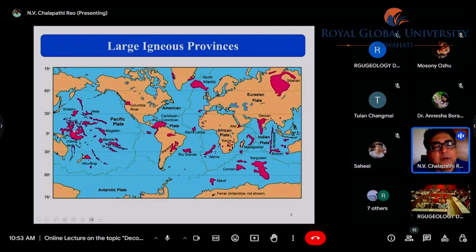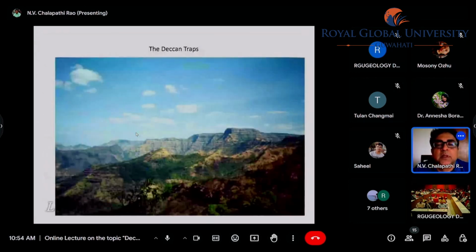Or they are also present in the oceans. You look at the Pacific plate, you find plenty of such patches. And you come back to our Indian Ocean, you find Kerguelen, you find such patches. All of them, the term used to refer to them is large igneous province. Now this is the Deccan traps.